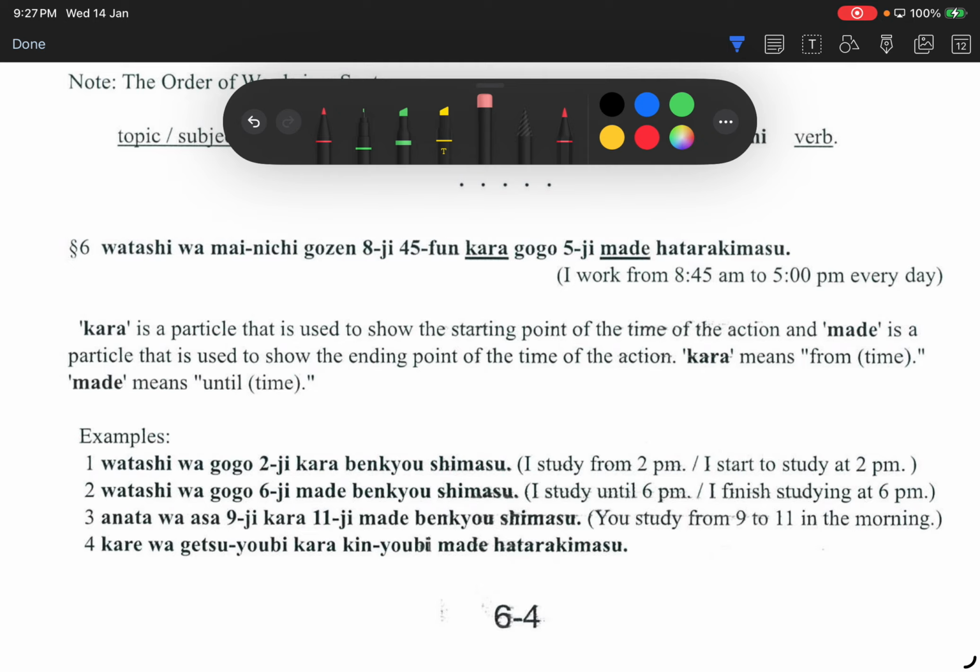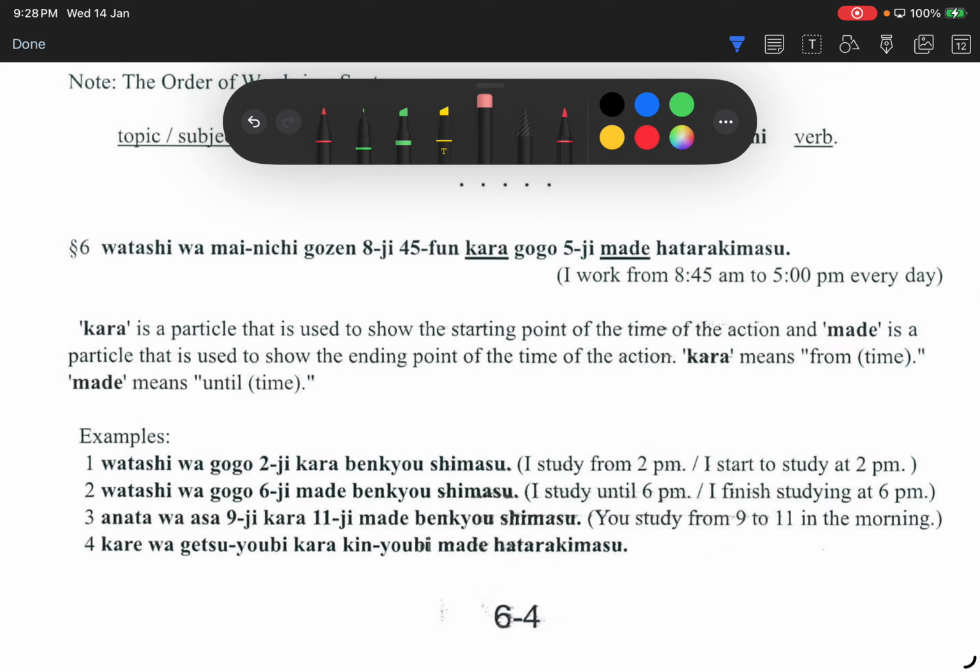Then 午後, Gogo is PM, right? So 午後5時, 5時 is 5 o'clock. So afternoon 5 PM, 午後5時まで. So まで is until. So until 5 PM. So from 8:45 until 5. Of course this one is fictional. Fake one. Okay? So 8時45分から午後5時まで働きます. So this is another verb that we learn.